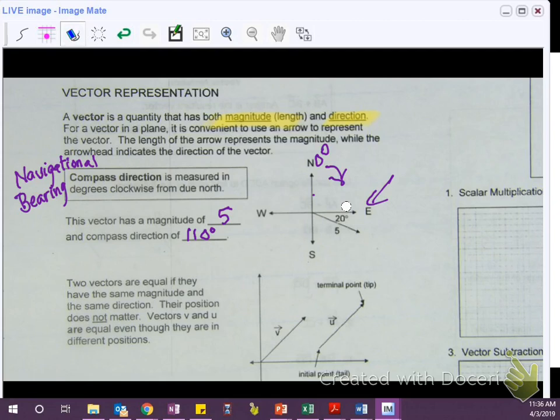Two vectors are equal if they have the same magnitude and the same direction. Their position does not matter. So vectors v and u are equal. In this example, vectors v and u are equal, even though they are in different positions, because they have the same angle and the same magnitude. So any questions about that? From here to here is the same length as from here to here, and the angle is the same. In other words, they look parallel, right?